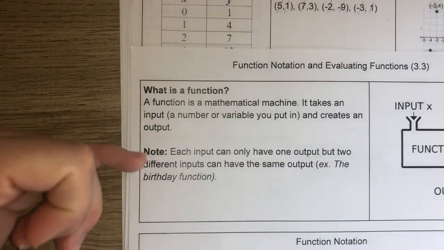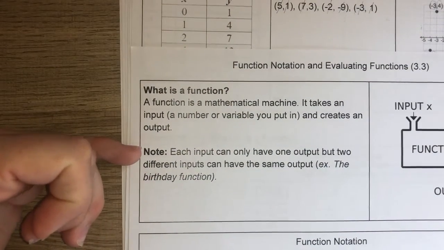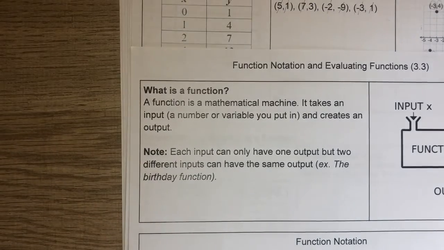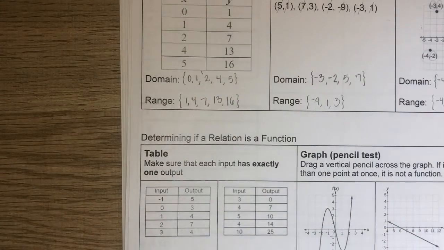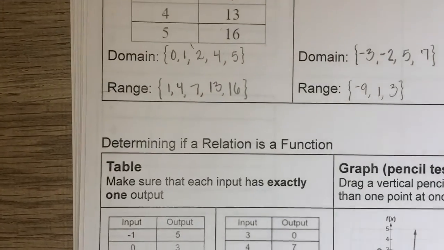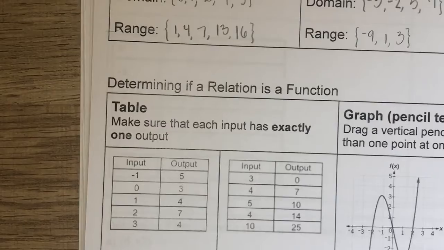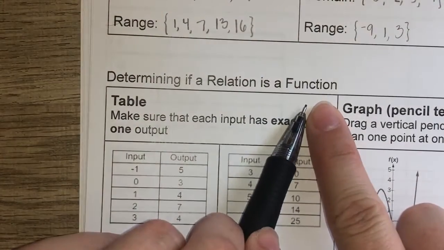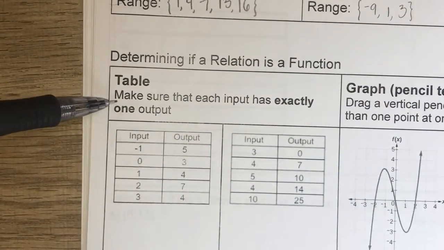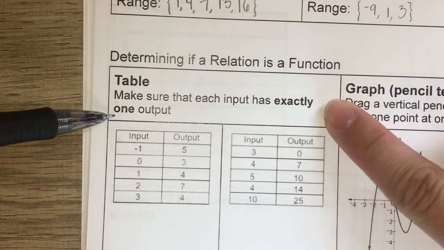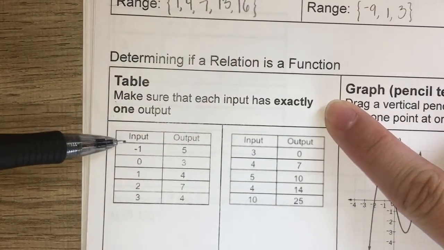This little note says each input can only have one output, but two different inputs can have the same output. So this is how we determine if something actually is what we call a function. When we're looking at a function or a relation in a table, and we want to determine if it is a function or not, we have to make sure that each input has exactly one output. So we'll go through each table.